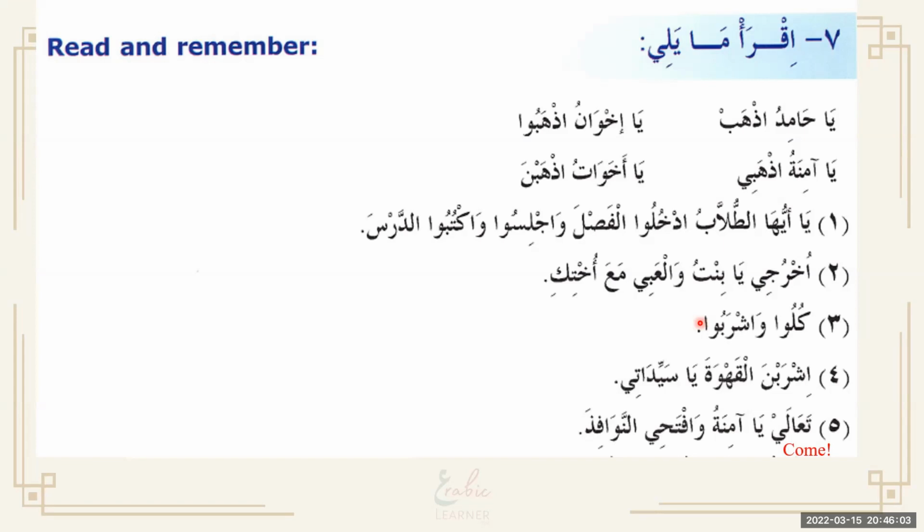There should be no confusion here. Wal'abi: la'iba yal'abu, il'ab, means play. Il'ab is amr for a singular person. Anta: il'ab. Now this is anti, so it will be il'abi. Kulu washrabu. What is the meaning of this? Eat and drink, ordering many people. Ishrabna al-qahwata. Yes, you all eat and drink. Good. Ishrabna al-qahwata ya sayyidati. What is the meaning of this?